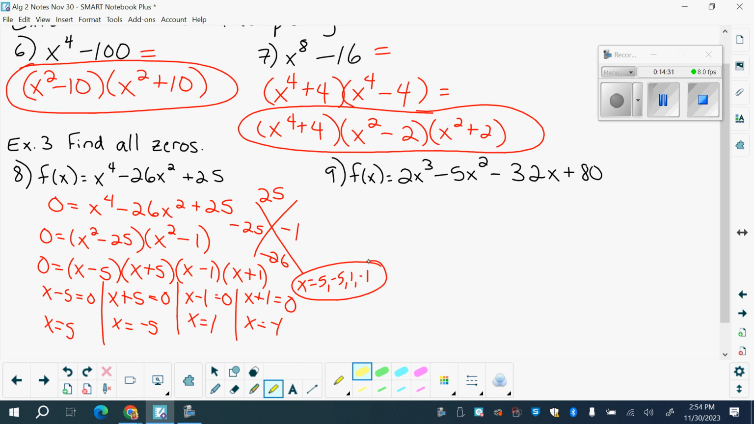How many zeros do we have? How many here? 4. What's my degree here? 4. It matches. So remember, you're looking at the highest exponent, so the degree is 4. So it's going to match. Okay, well, how do we do number 9? That one's going to be a little different, isn't it?